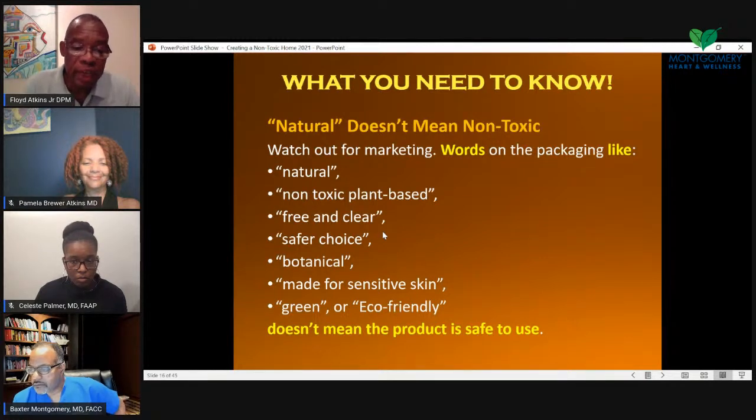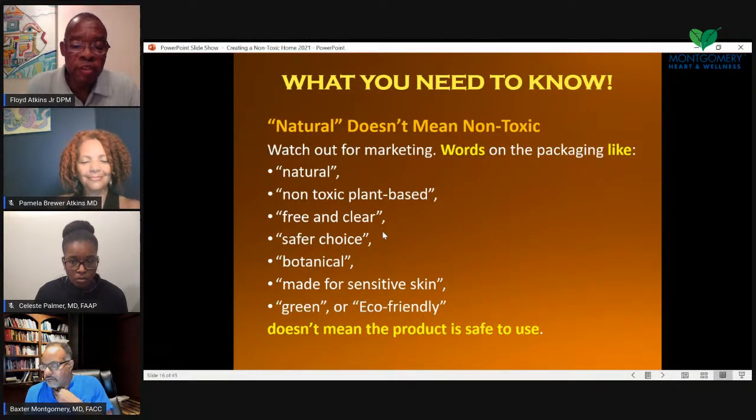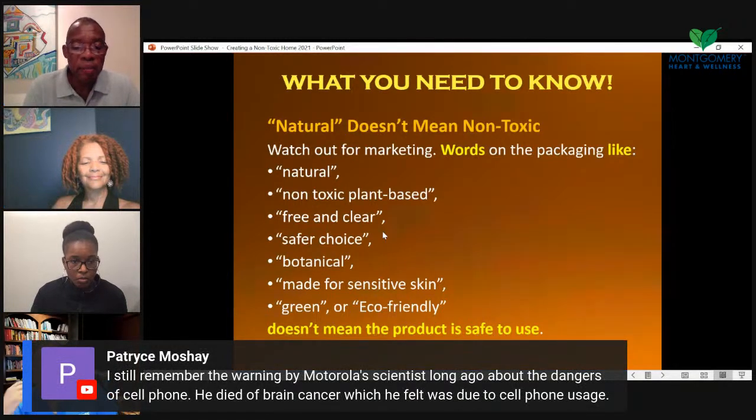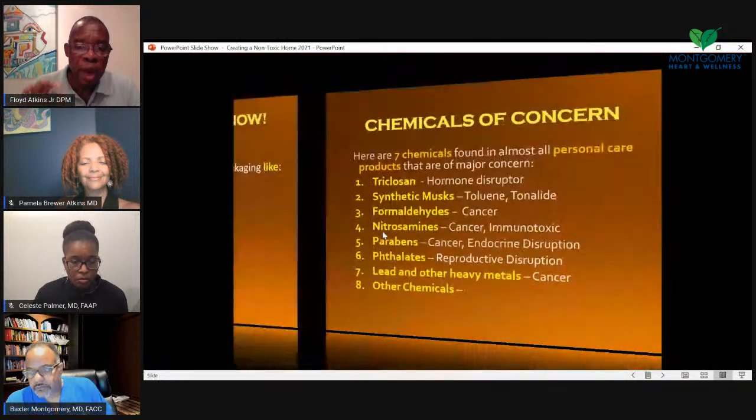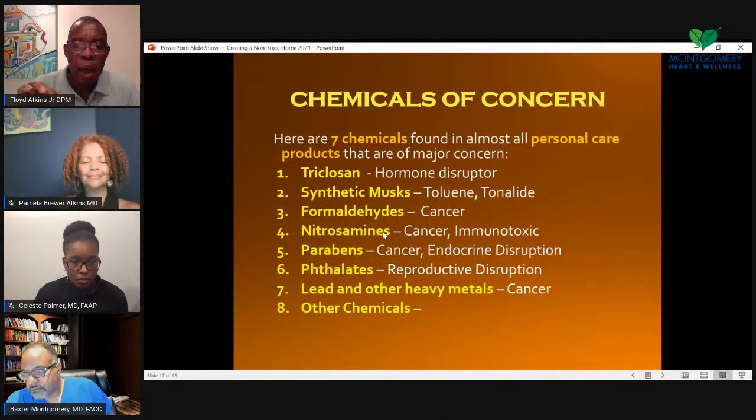Made for sensitive skin. Well, I consider my skin sensitive. I think all skin is sensitive, but when it's made for sensitive skin, you want to know what that means. Green or eco-friendly: if it's eco-friendly, does it mean it's also chemo-friendly? Does it have chemicals in it also? But don't get trapped on marketing terms.